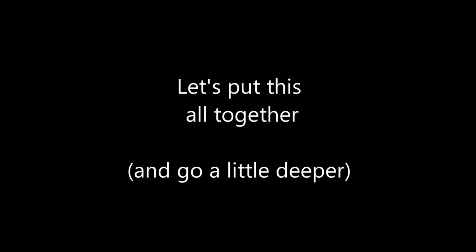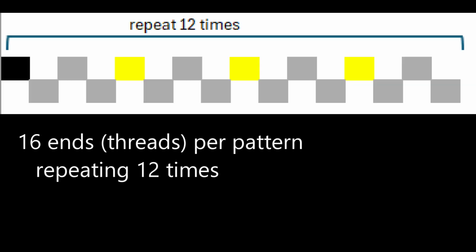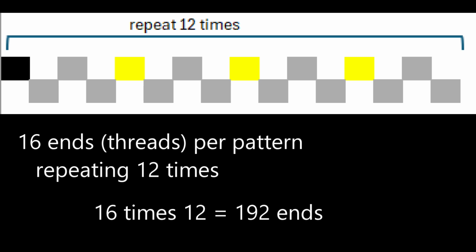Now let's put all of this together and go just a little bit deeper. So this is our warp order pattern. We have our basic pattern that we're going to repeat across the warp 12 times. Now each pattern has 16 ends or 16 threads per pattern, and we're repeating this 12 times. So that means 16 times 12 equals 192 ends. Sometimes you'll read in a pattern, wind a warp of 192 ends in the following warp order. And this is what this means. Winding a warp, however, would be indirect warping, whereas mostly we would be direct warping our rigid heddle loom.